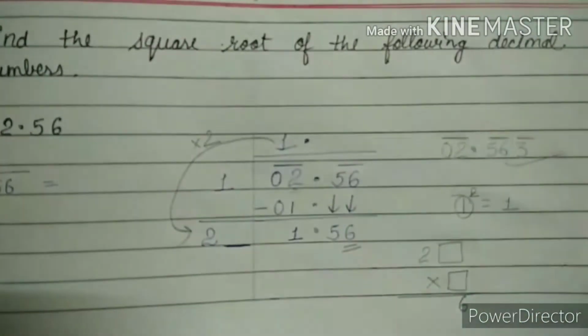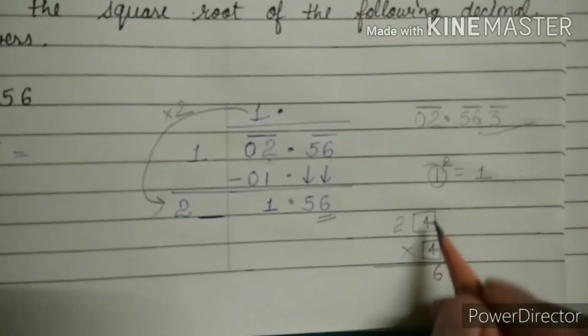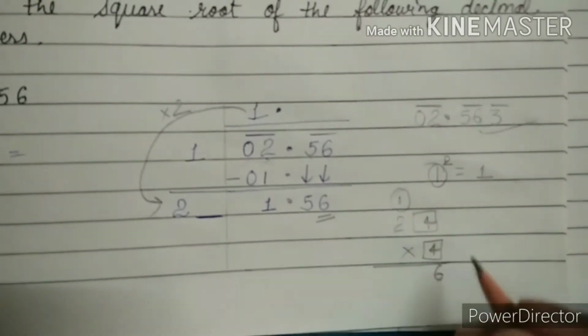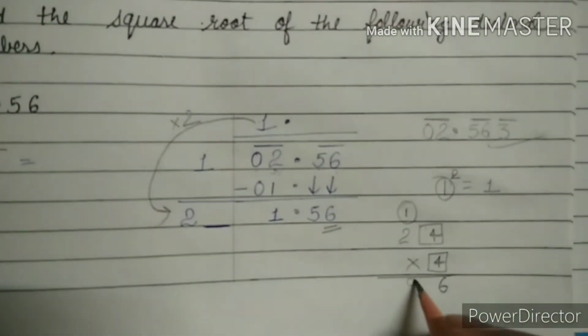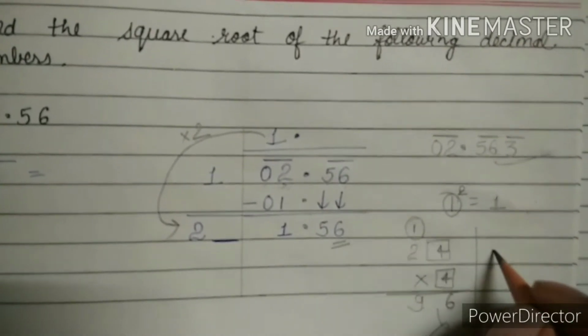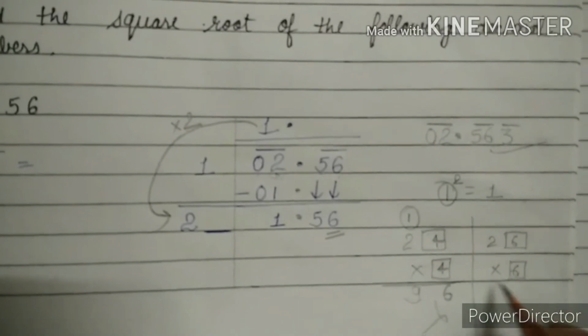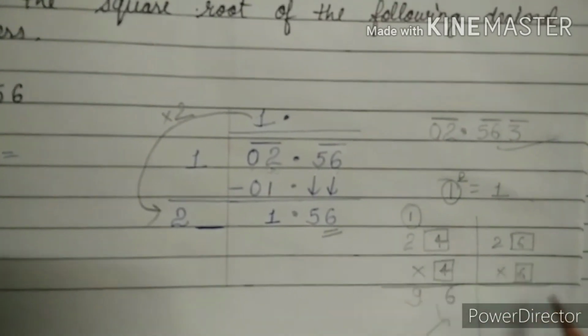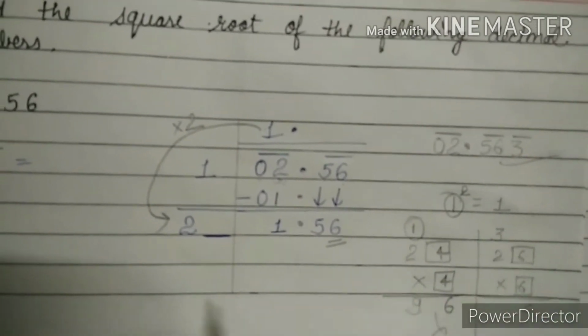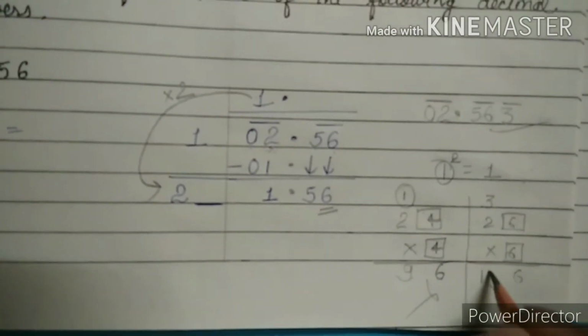Let's check which condition is correct. Firstly we are checking for 4. Okay, 4 4s are 16, 1 on the carry, 4 2s are 8 and 1 is 9. It is wrong because we want 156. Now one time we will check for 6. Okay, here is 6 and here is also 6. 6 6s are 36, 6 is here, 3 on the carry. Now 6 2s are 12 and 3 is 15.